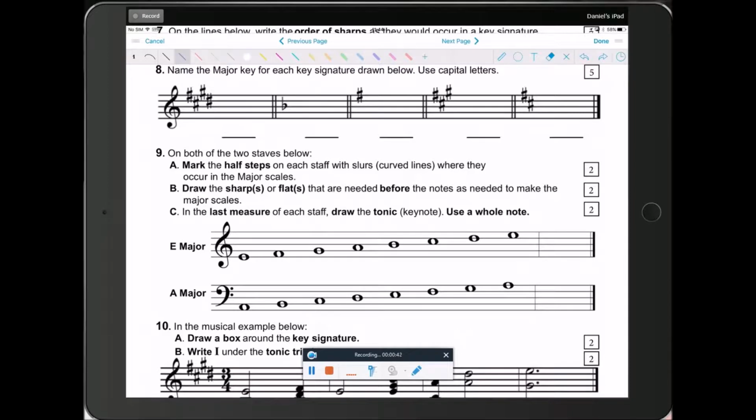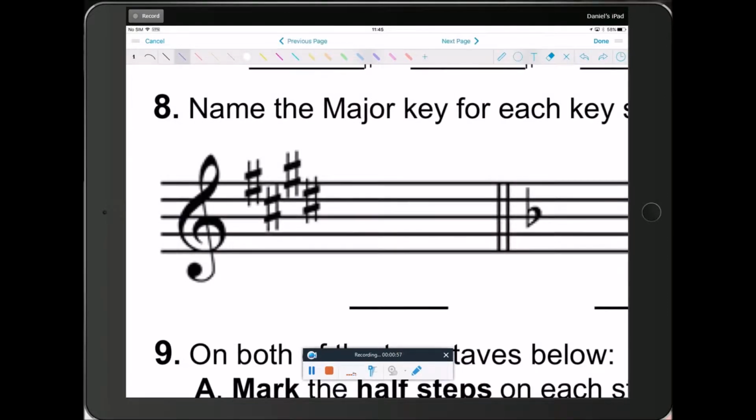Before we get started, let's review question number 8, because question number 8 is going to help us dramatically with question number 9. So let's go back up to question number 8 and answer all the questions again. Remember, just a quick review, we're looking for the last sharp of each key signature. We go up a half step from that sharp, and that's the name of the key signature. So we have Fat Cats Go Down. That's D sharp. Go up a half step from D sharp, and you should land on E.